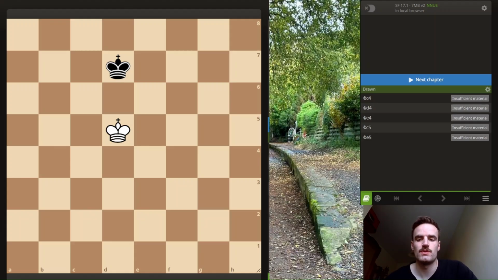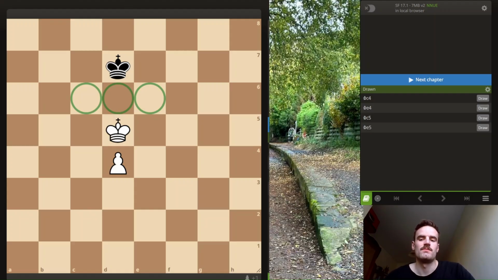Opposition refers to a situation where two kings stand with an odd number of squares in between them, vertically, horizontally, or diagonally. Close opposition is when this number of squares is 1, i.e. the kings are as close as they legally can be, and distant opposition is when this number is 3 or 5 squares.